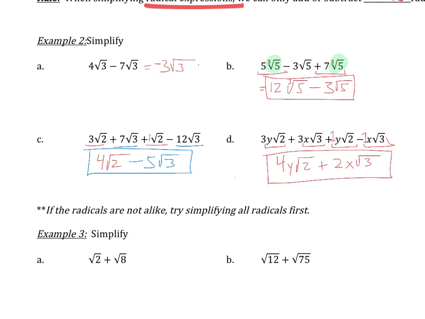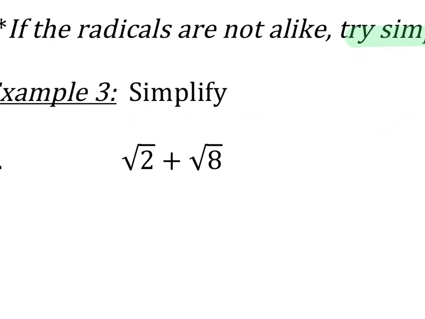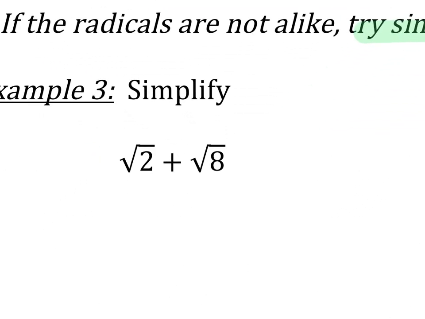Now, what if they don't look like they're the same? Well, if the radicals are not alike, try simplifying the radicals first. So here, can we add these together? Now be very careful. This is absolutely not equal to the square root of 10. That is no good. You can't do that. Don't do it. That's the radical product rule, okay? The radical product rule says we can multiply them, but we're not multiplying, we're adding here. So we have to have like radicals.